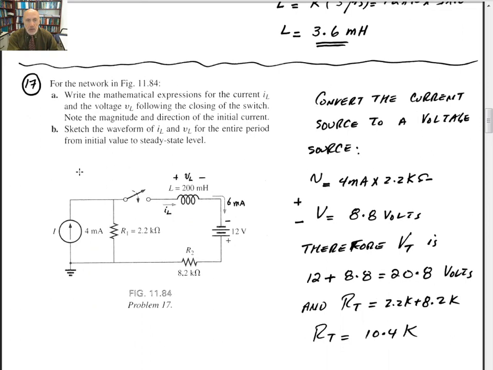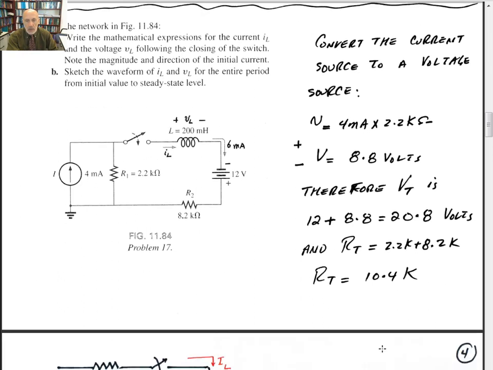First thing you want to do is convert the current source to a voltage source. So it'll be 4 milliamps times 2.2K. That gives you 8.8 volts. Now, when you do the conversion, this would be plus and minus like that. Plus is up and minus at the bottom, hooked up to the ground. So if you go around the loop, you go minus plus, minus plus, so 8 and 12 will be adding up. You got 20.8 volts total. And R total would be R1 connected in series with R2. That's 2.2 plus 8.2, which gives you 10.4 kilo ohms.